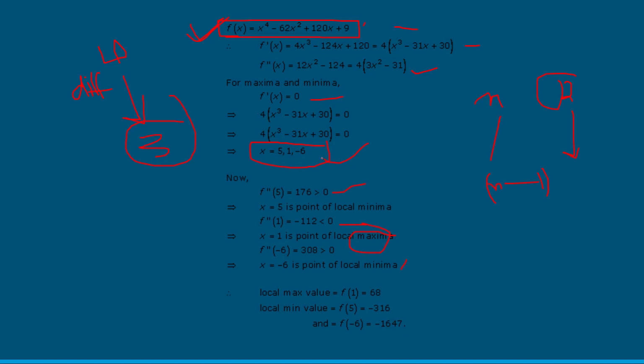At the points of first differentiation, we have 5, 1 and minus 6, sorry for the wrong pronunciation. On substituting these values in the f of x equation for 5, 1 and minus 6, we get the values as minus 68, 316 and minus 1647.